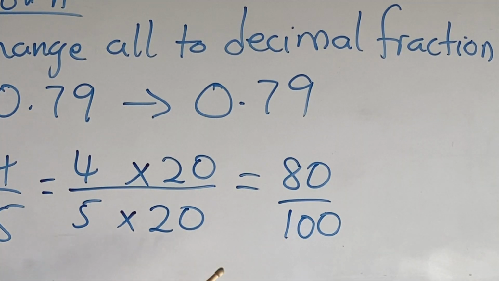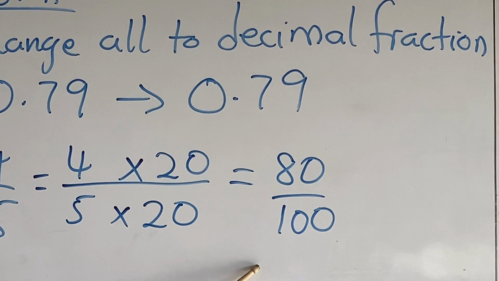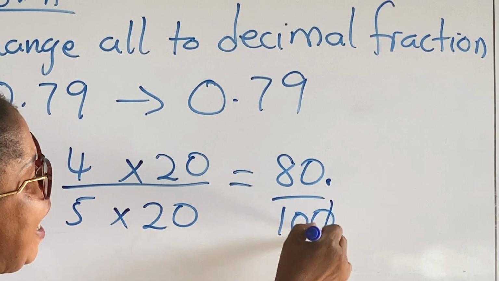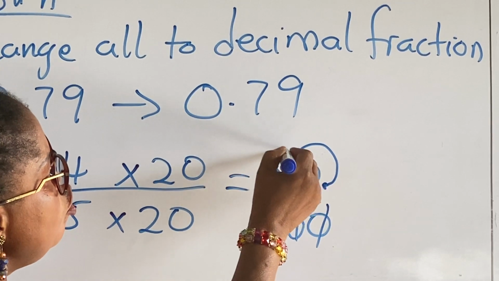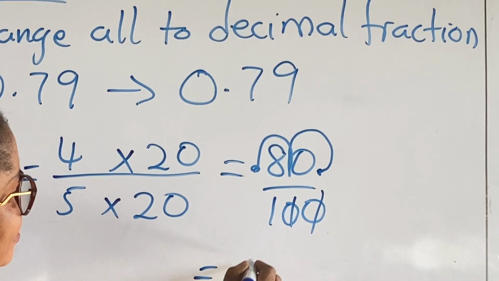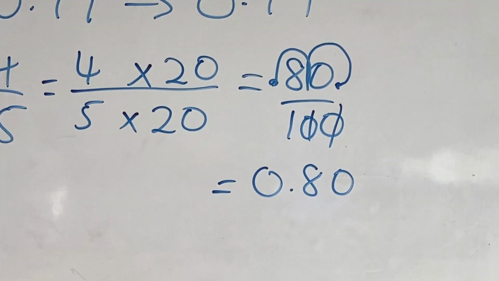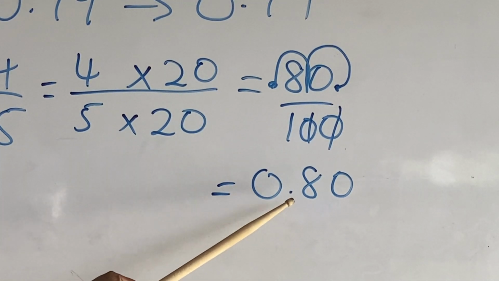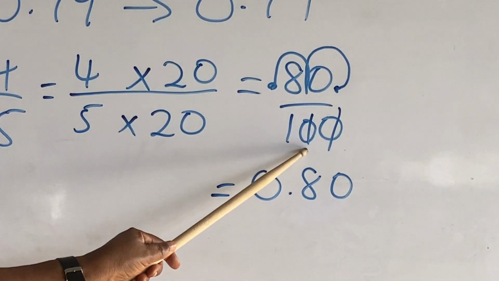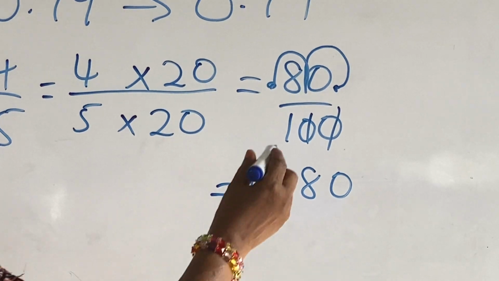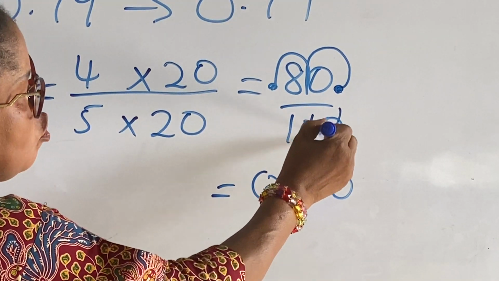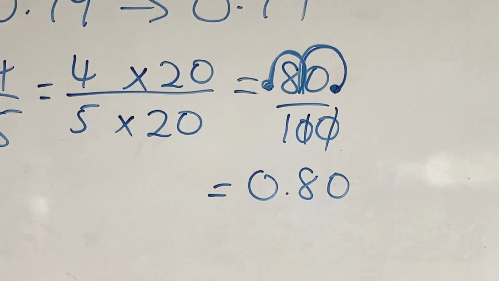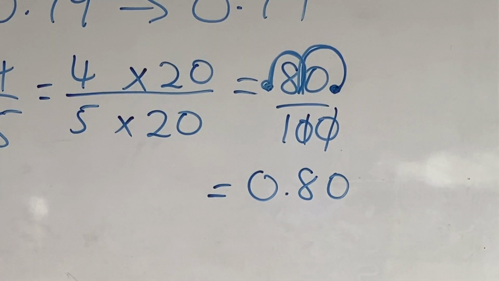Then we get 80/100. And we want to change 80/100 to a decimal fraction. Because of these zeros, how many zeros are here? 2. So we are going to move 2 places to the left hand side. So we get 0.80. So 4/5, when you change it to decimal fraction, you get 0.80 because 100 has two zeros. So you assume you are standing here, and because of the 2 zeros, you move to the left hand side of the number 2 times to get 0.80.